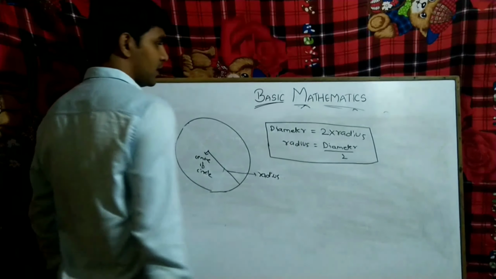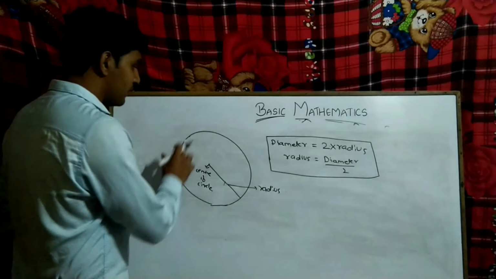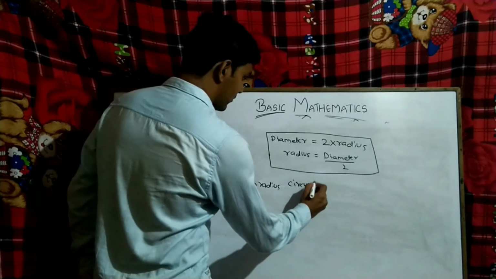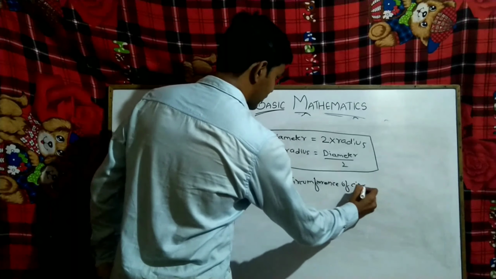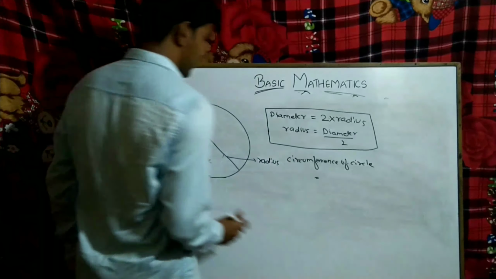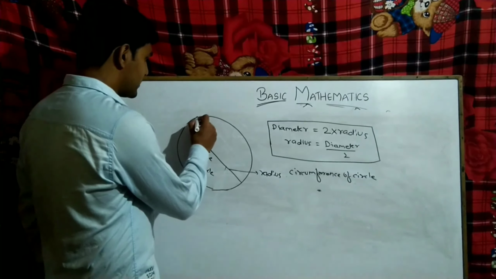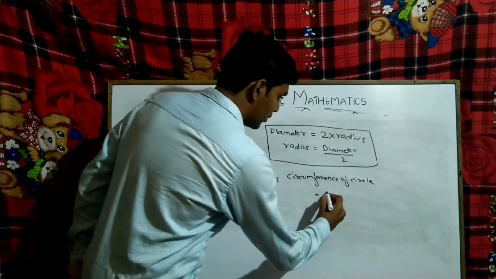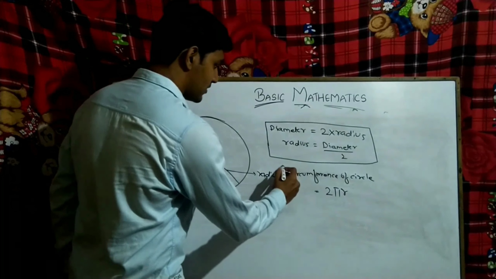Now, how to find the circumference of a circle? Remember one thing, circumference of a circle means you just have to find the outer part of the circle. So it comes 2 pi r. This is also important.